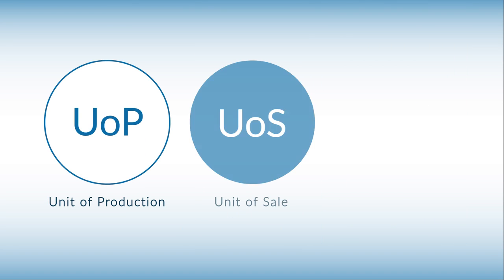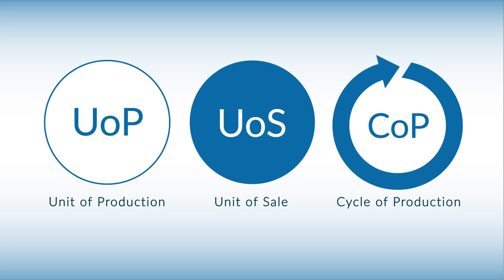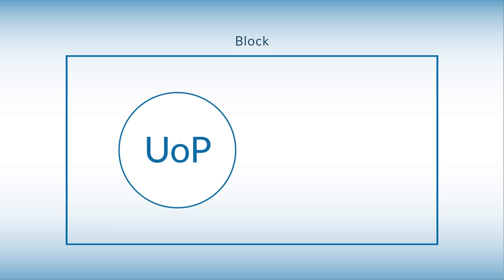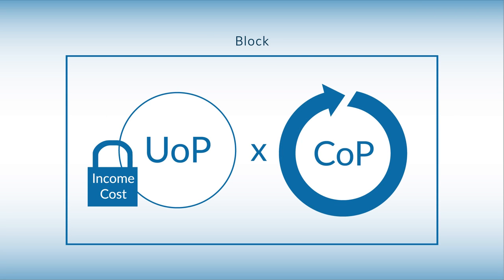Now we have defined what we mean by unit of production, unit of sales, and cycle of production, we can explore and explain the concept of blocks. A block is defined as a unit of production, for example 1 hectare or 1 animal, with the same income and cost per cycle of production each year in real terms. That is, without considering inflation.